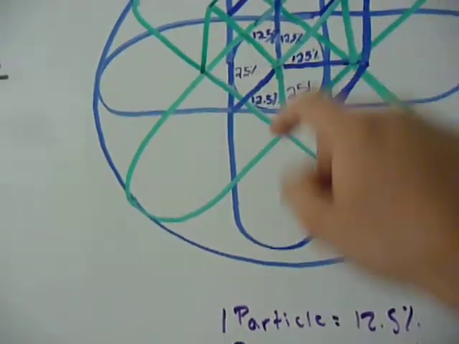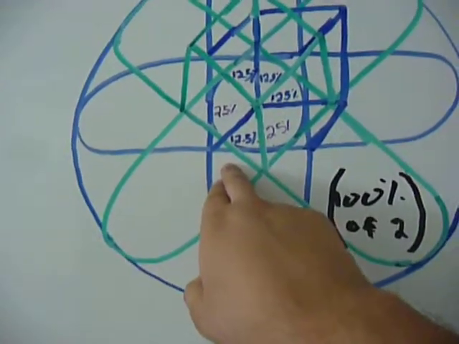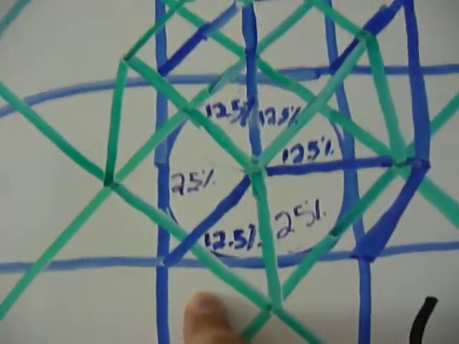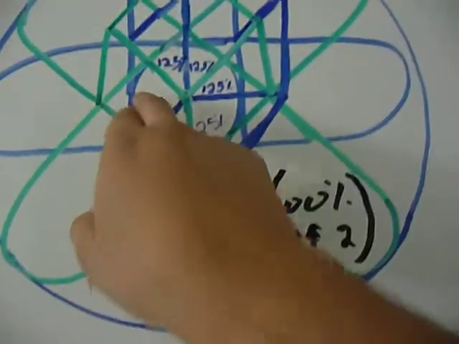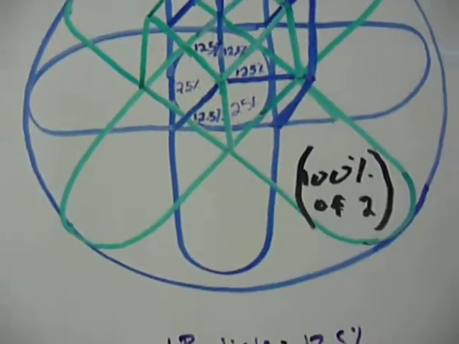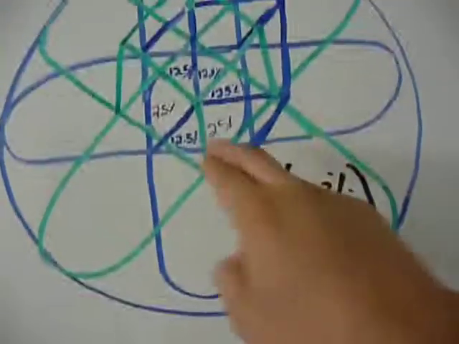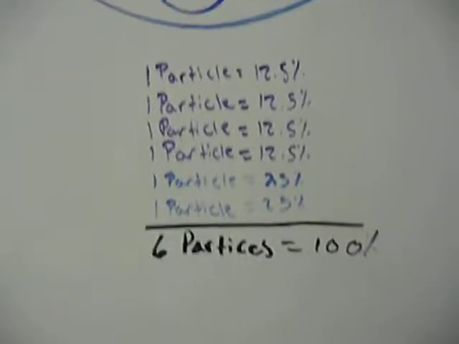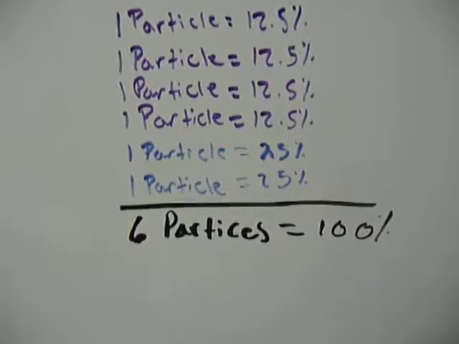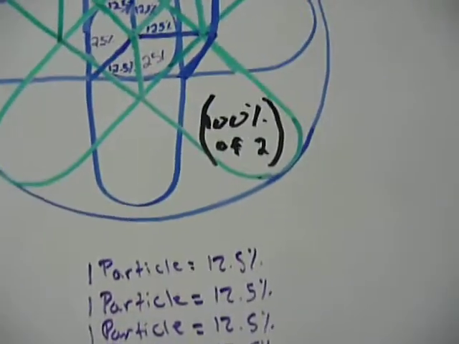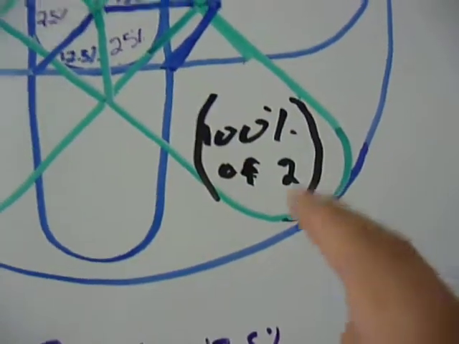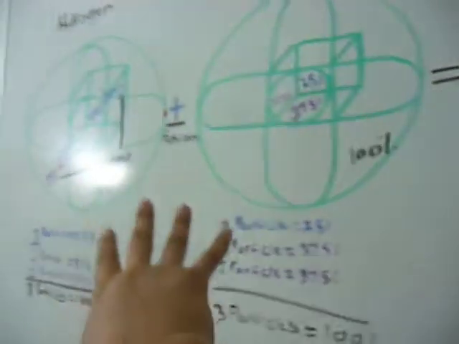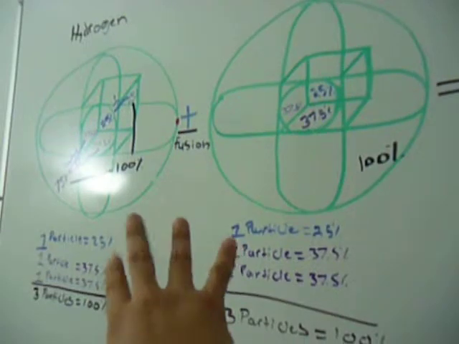Four particles that are 12.5%, 2 particles, 25%. So you got 2 particles that are the same, 4 that are different. And I put down here, still equals 100% of the origin. 100% of two elements coming together.